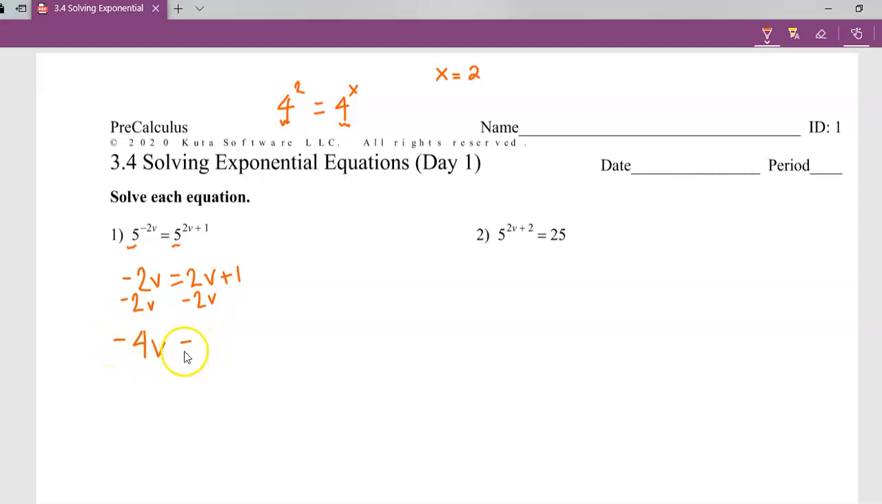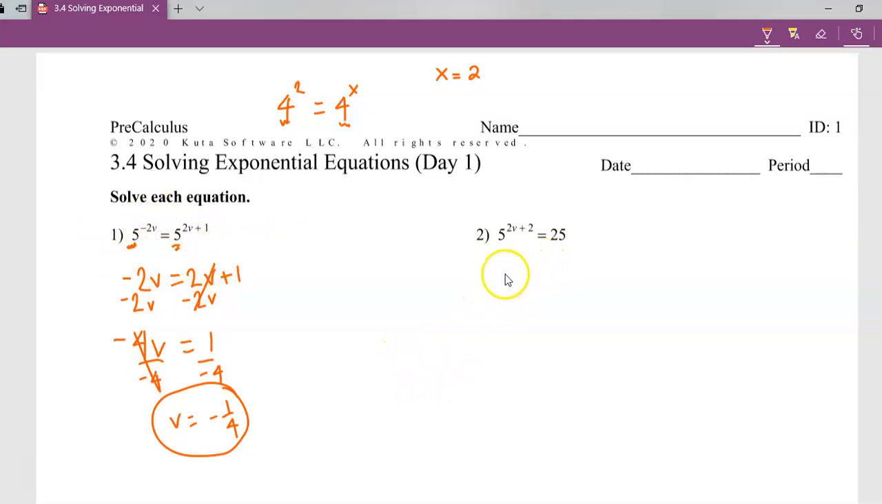So negative 4v equals, that goes to 0. So negative 4v equals 1. Divide both sides by negative 4. And v is equal to negative 1/4. Okay, so again, if you can get these two base numbers to match and there's nothing else going on down here, or out here, you can just go ahead and set those equal to each other.